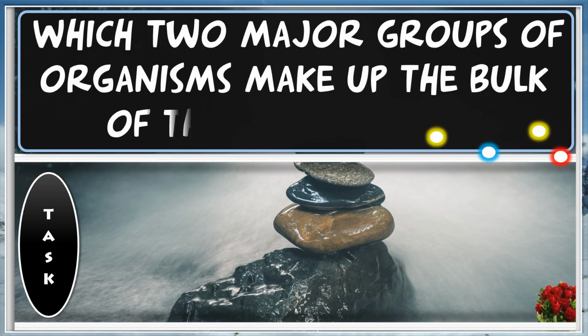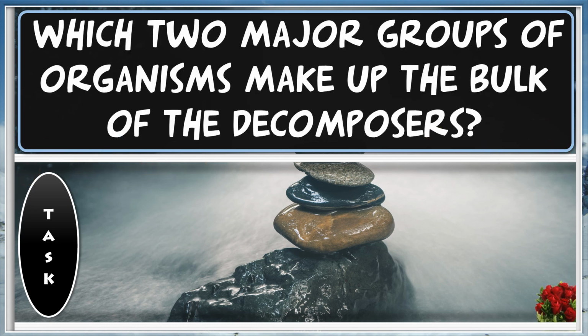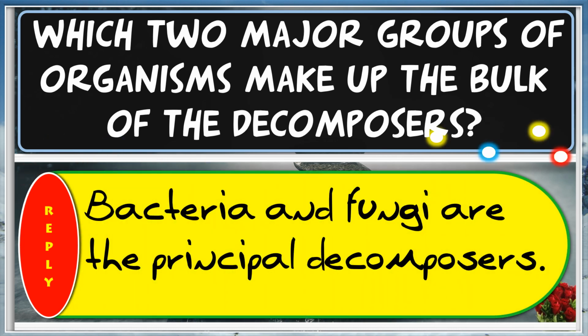Which two major groups of organisms make up the bulk of the decomposers? Bacteria and fungi are the principal decomposers.